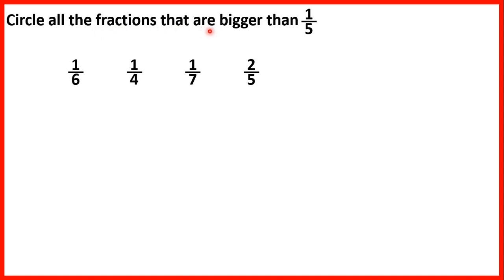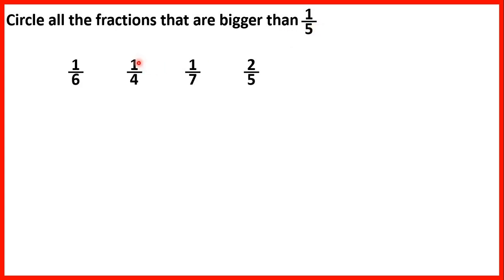Circle all the fractions that are bigger than 1/5. So first we have 1/6. So the numerator is the same, which means we can compare 1/6 and 1/5 just by looking at the denominators. But we need to remember that the larger the denominator, the smaller the fraction will be. So 1/6 is not larger than 1/5.